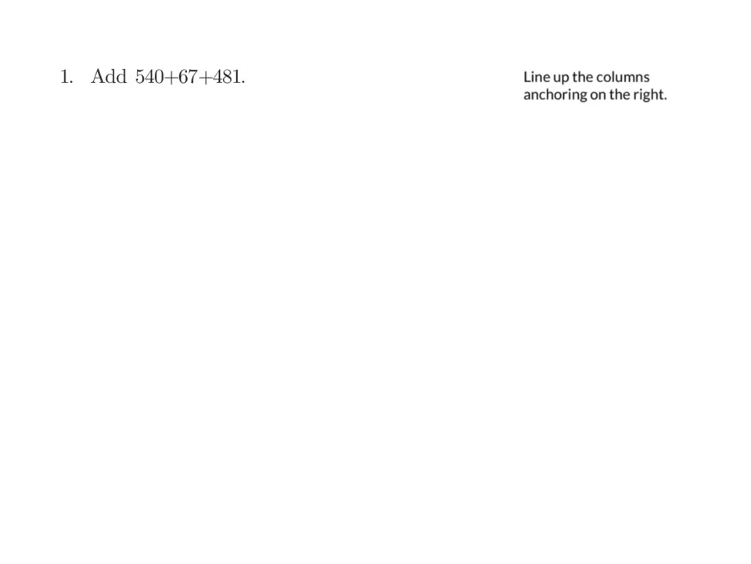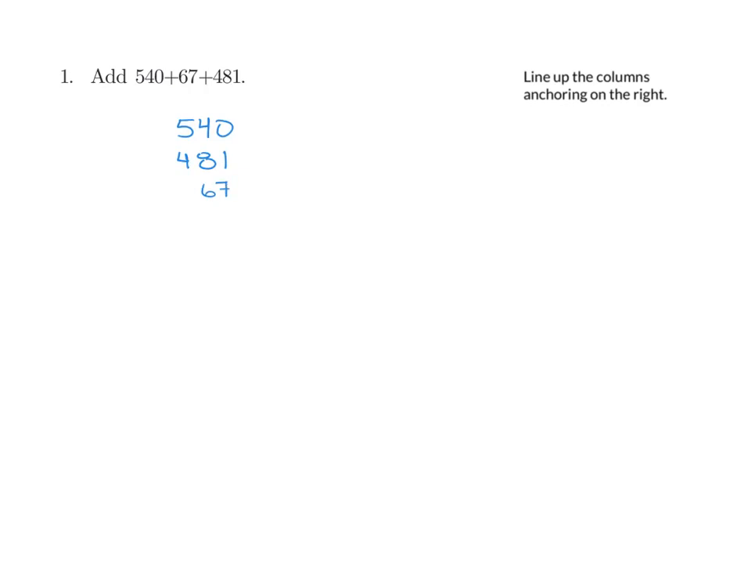Okay, so let's start with adding whole numbers. The key thing to remember when adding whole numbers is make sure you line up the columns anchoring on the right. One of the things that you can do is remember addition, order does not matter. So I can write this in whatever order I want. I'm going to start with my larger number, and I'm going to progress down to my smaller numbers. So I'm going to do 540, 481, and 67.